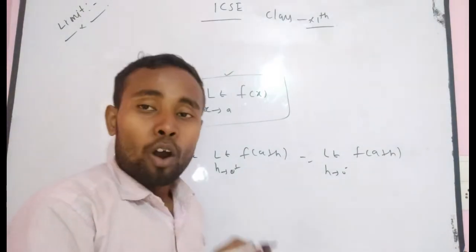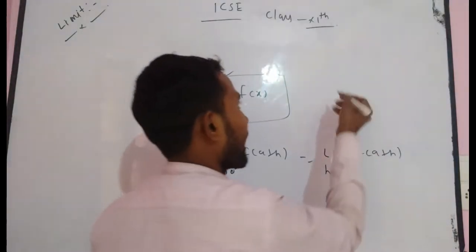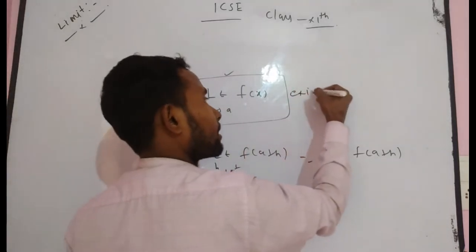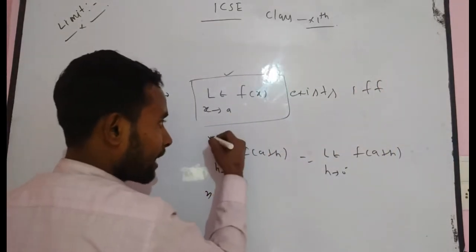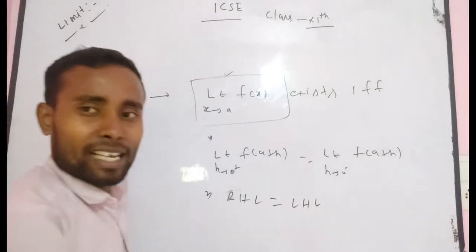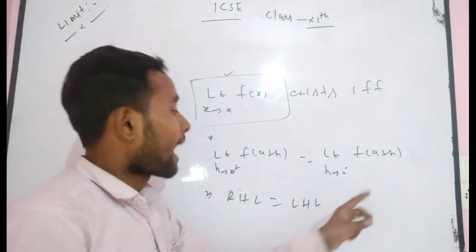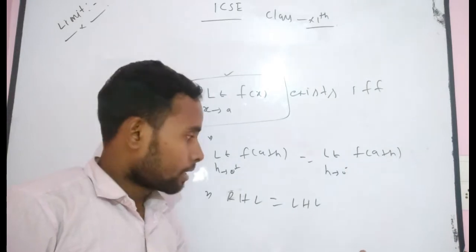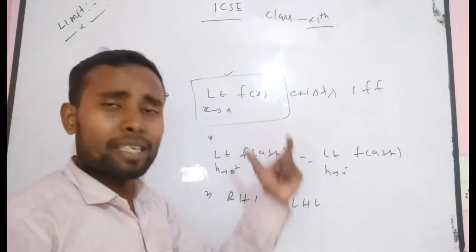Now I want to tell you in which condition the limit exists or does not exist. The limit as x tends to a of f(x) exists if RHL is equal to LHL. RHL means the right hand limit of f(x) at x equal to a, and LHL means the left hand limit at x equal to a. When you get LHL and RHL the same, then you say the limit exists.